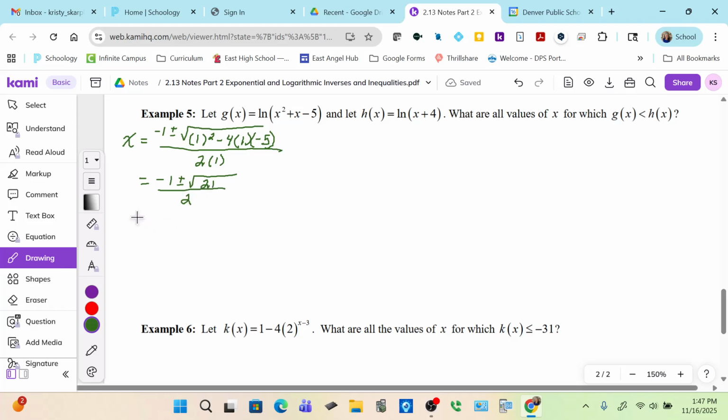But I need to use the decimal approximations because I can't tell you exactly where that's going to fit on a number line for a sign chart. So x could be approximately, when I evaluate negative 1 plus the square root of 21 over 2, I get 1.791. And when I do negative 1 minus the square root of 21 over 2, I get x is approximately negative 2.791.